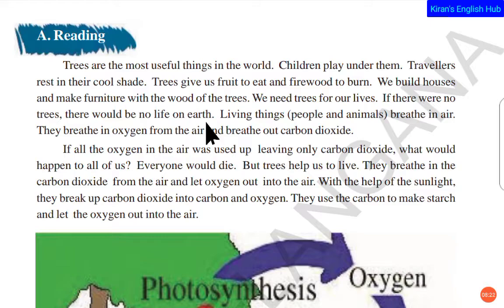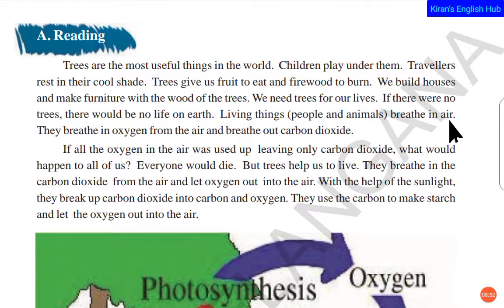So if there was no oxygen in the water, there would have been no life. If there was no oxygen outside from the trees, there would have been no oxygen in the water, and there would have been no life. So everything is completely related to the trees itself. We human beings, we can say that if there are no trees, there would have been no human life on this earth. Next, living things in the sense people and animals breathe in air.